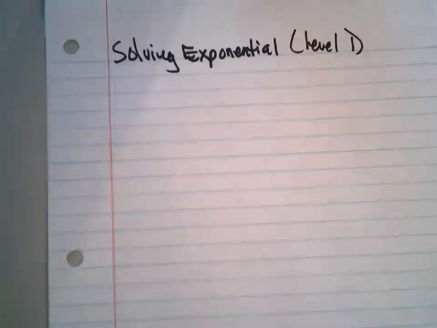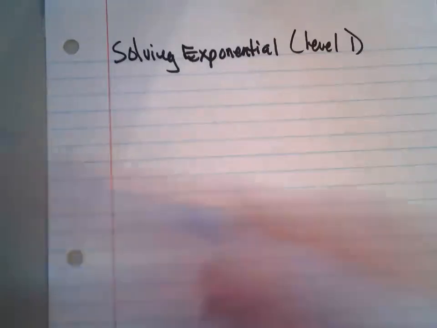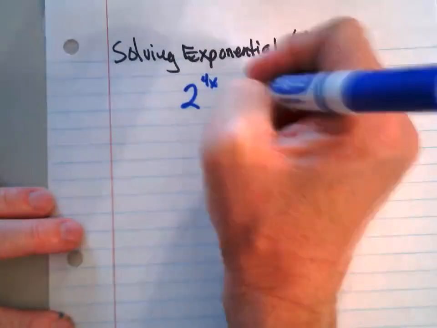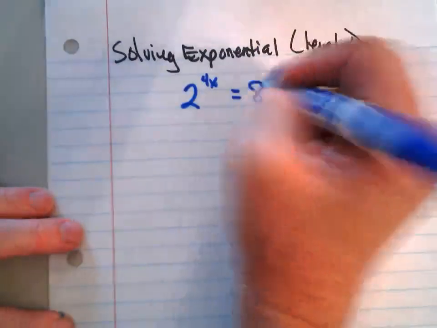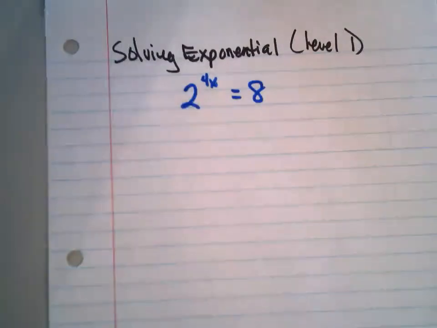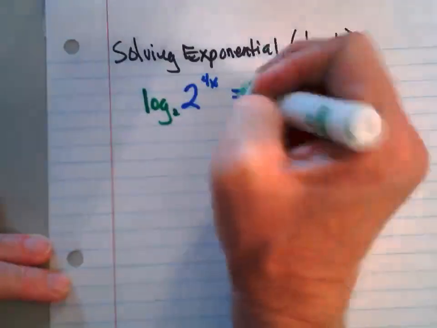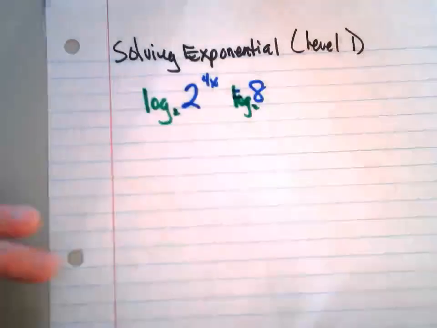All right, solving an exponential level 1. 2 to the 4x equals 8. This is where we might need a calculator. The directions here say round it to the nearest hundredth. So in order to get rid of a 2, you have to use a logarithm of like base.